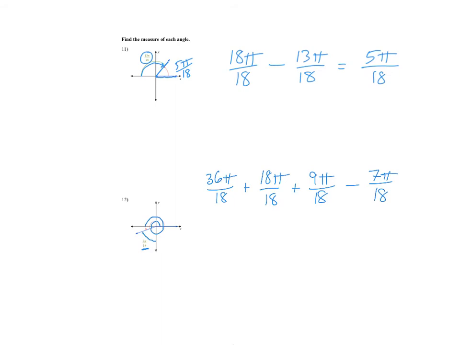We're subtracting 7 pi over 18. We crunch some numbers: 36 plus 18 plus 9 minus 7 pi gives us 56 pi over 18. These both have a common factor of 2, so we can factor that out, and we're going to get 28 pi over 9 for the angle that rotates one and a little bit past a half revolutions in radians.